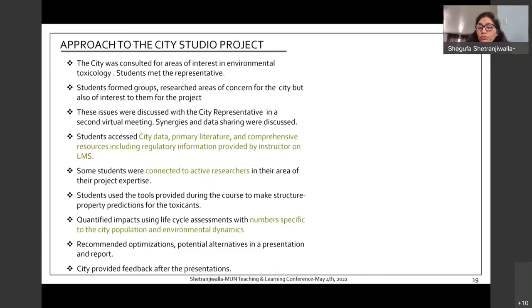And so students had that background of kind of like, we don't have data and we don't have any primary literature. We're going to have to try and use what we know. And so they formed their groups and started looking at areas of concern. The first thing that came out of all of this was that the city of Corner Brook does not have a robust water purification system. So any of these emerging legacy or current use contaminants would have an impact to the freshwater system in Corner Brook, which has the Humber River flowing through it.